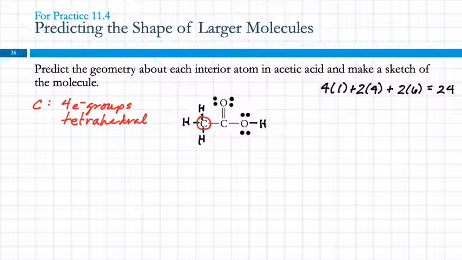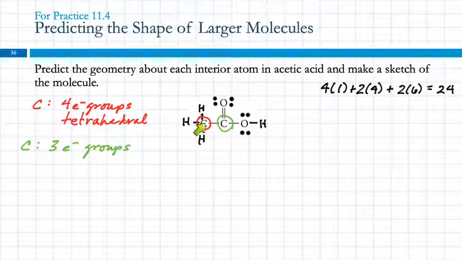And this carbon, how many electron groups? 3. 3 electron groups. Any lone pairs on that carbon? No. What shape? Why are there not lone pairs? Well, this carbon has a double bond and a single bond and a single bond, and there aren't any dots on it. So there aren't any lone pairs on this carbon. And there aren't any lone pairs on this carbon. But the oxygen has lone pairs.